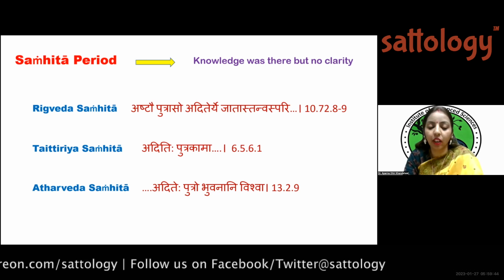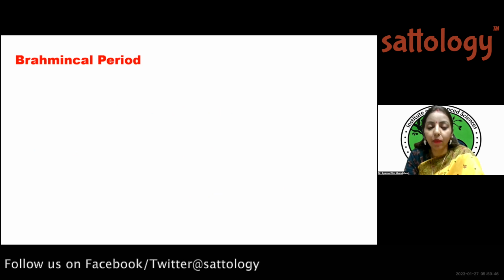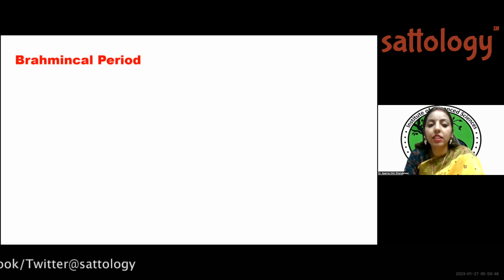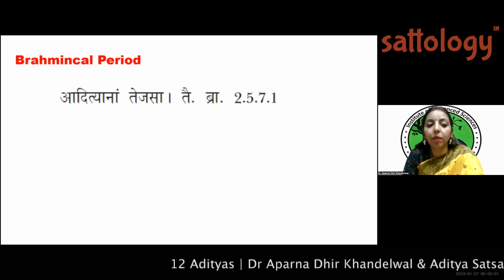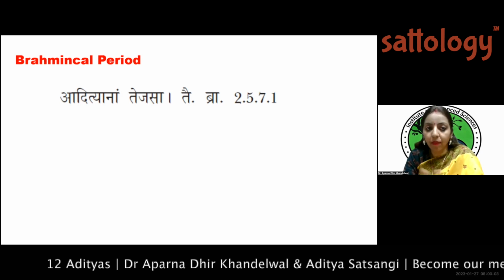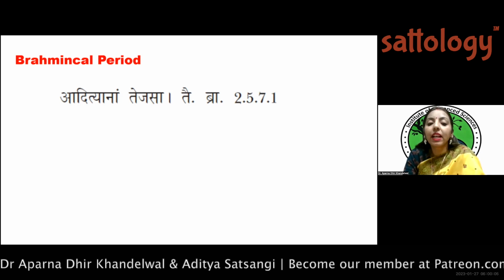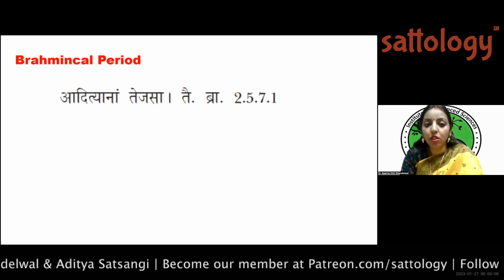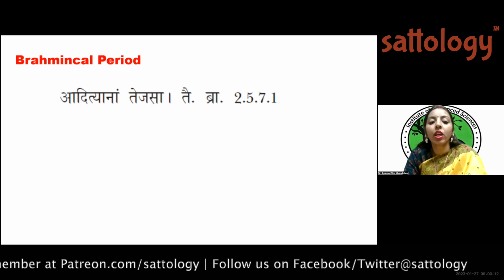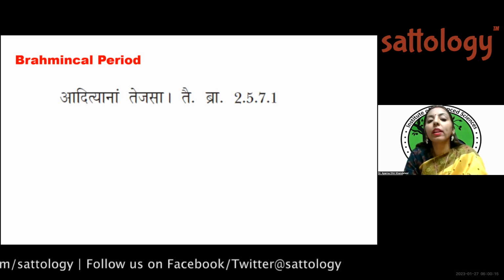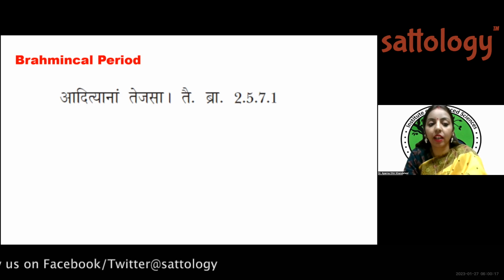Then we have to move to the Brahminical period and the Brahmana texts, mainly the Yajurvedic Brahmanas, which give us the idea of Adityanam Tejasa. This reference is from the Taittiriya Brahmana, a Krishna Yajurveda, or Black Yajurveda, Brahmana, which says Adityanam Tejasa. Again, the term Aditya is in plural, not singular, and the Adityas have a lot of radiance.